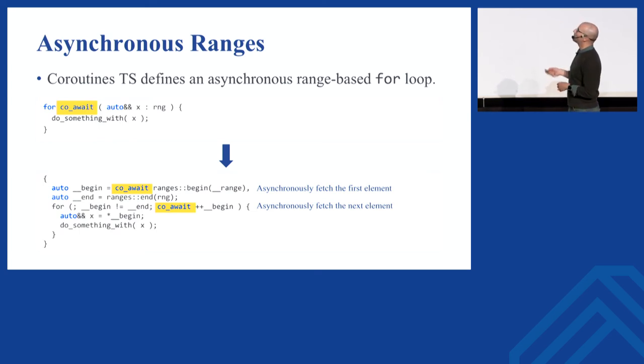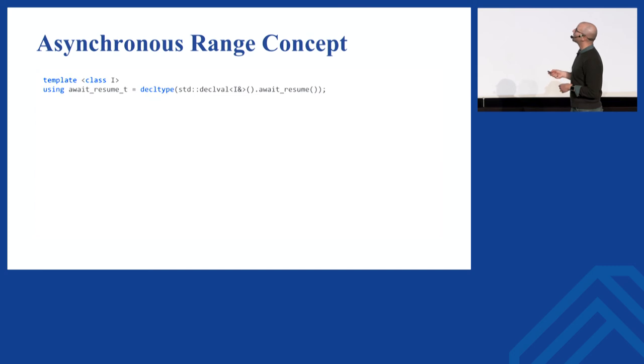Well, that suggests that there's a range concept here. There's a concept very much like a range, but it's not quite a range because these things have awaitable operations in them. So if you go digging through the Coroutines Technical Specification, you see that the result of the await operation is the return value of this function, await_resume, on whatever thing you're awaiting. Okay, so we can write a little meta function that's like, give me the return type of co_await on this expression. Okay.